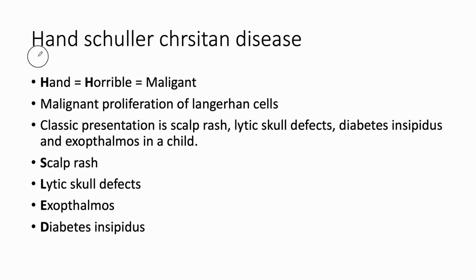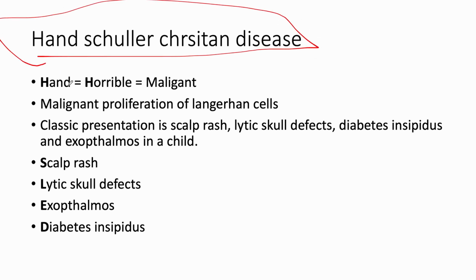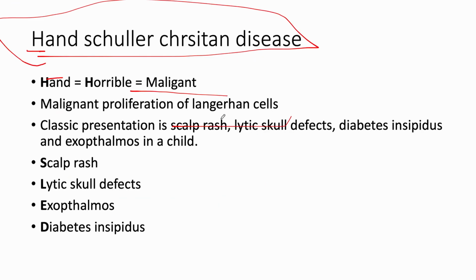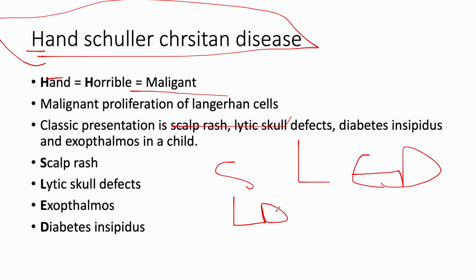Mnemonic. Okay, Hand-Schüller-Christian disease. We can just remember this H as in horrible, and that will lead to malignant proliferation of Langerhans cells, just like the previous one. But the main thing is you can just remember the sled. He kind of sled to his death. This child kind of sled to his death. That would be a scalp rash, lytic skull lesions, diabetes insipidus, and exophthalmos in the child.